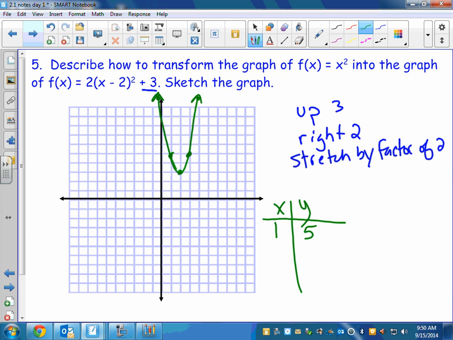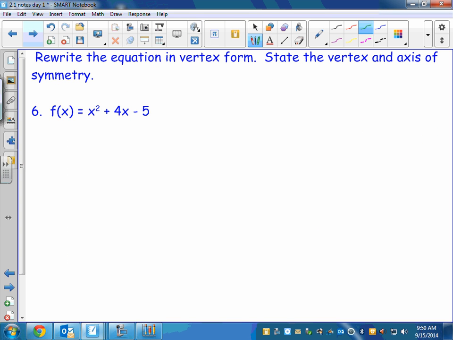When it's in vertex form, it's pretty quick and easy to graph because you can see the transformations, you can see the vertex, and you don't have to do a lot of work. But what if it's not in vertex form? We want to get it in vertex form. There are a couple graphing ones on your homework, but more of this: rewrite the equation in vertex form, state the vertex and the axis of symmetry.